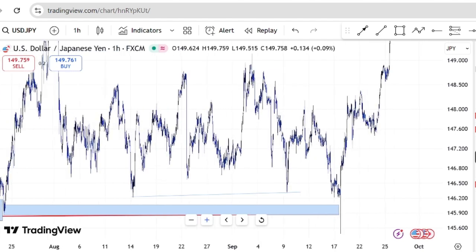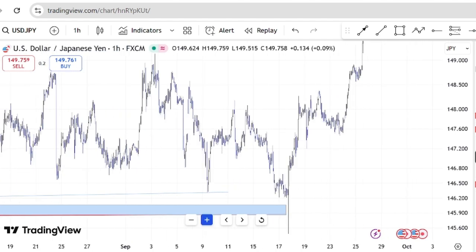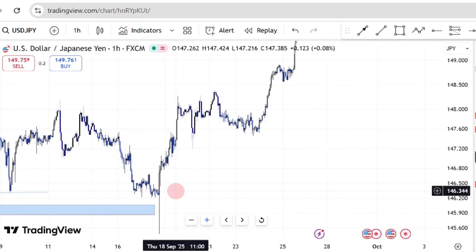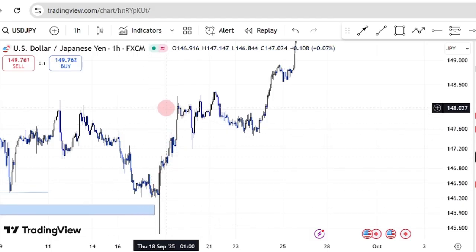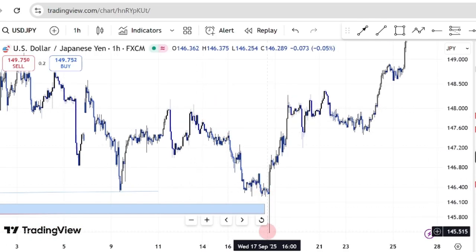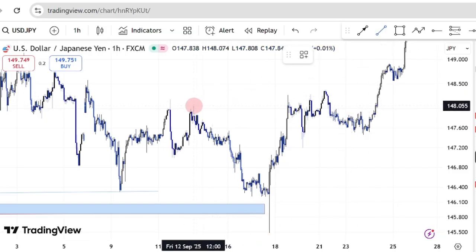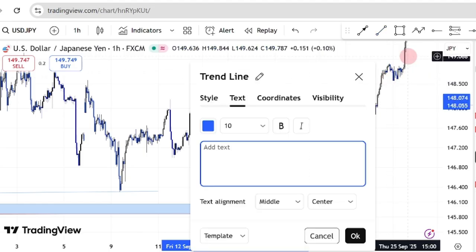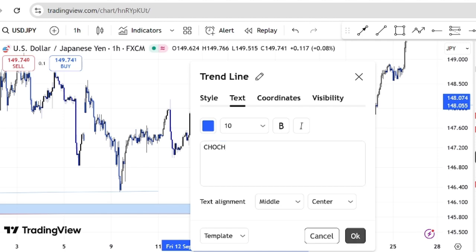I waited for this price to come back into this zone, then move to the upside. After price cleared this high, because this was the last high that created this low on the 1 hour time frame, looking at it from the bigger picture. So I had this zone. So this was where I had my change of character. Yeah, that was my change of character.